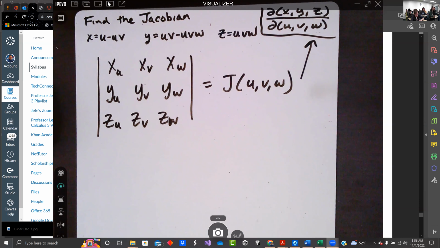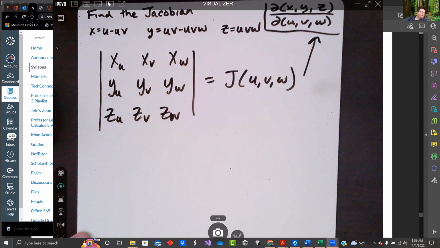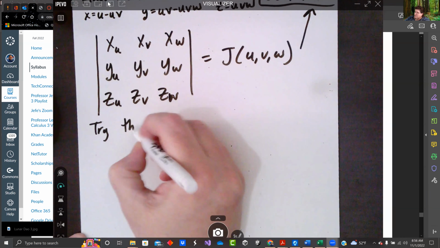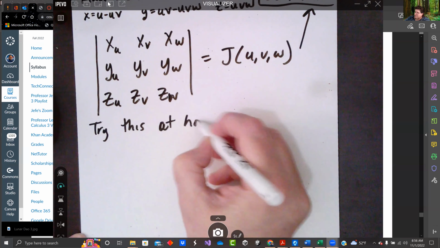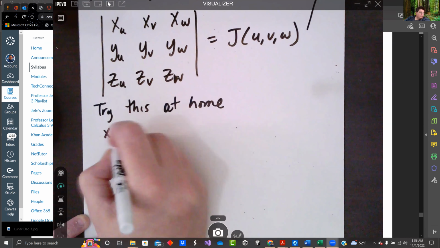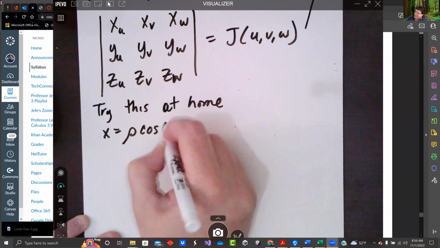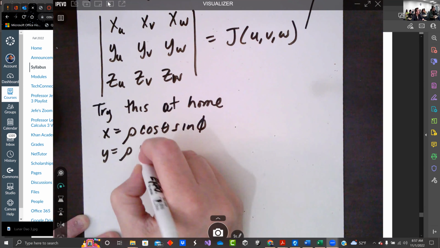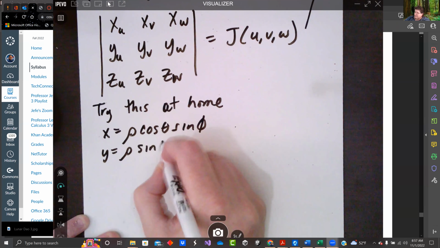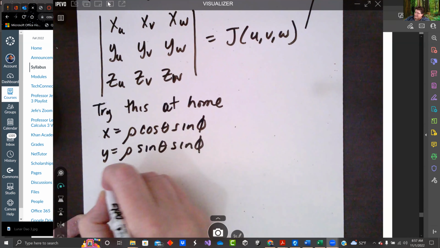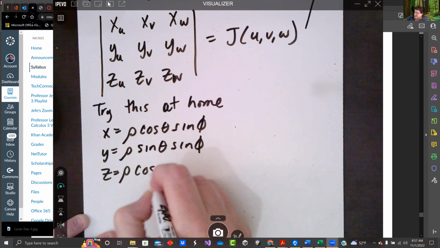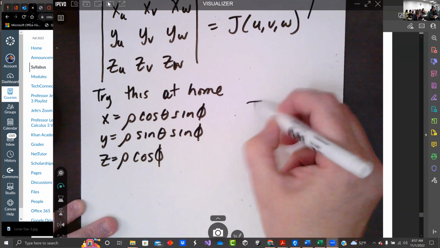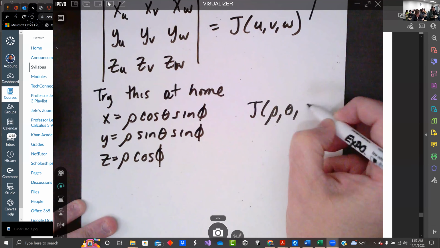Oh, look, it's a cube. And if you really want some practice, try this at home. Try doing the Jacobian with x equals rho cosine theta sine phi, y equals rho sine theta sine phi, and z equals rho cosine phi. Do the Jacobian of rho, theta, phi.